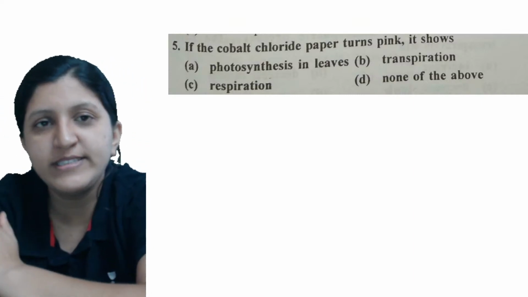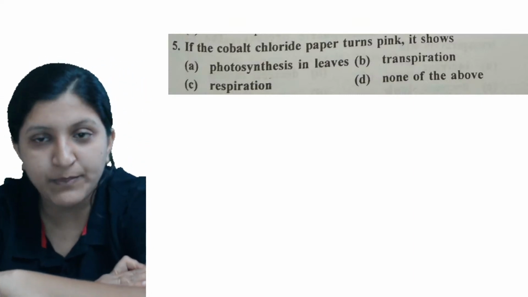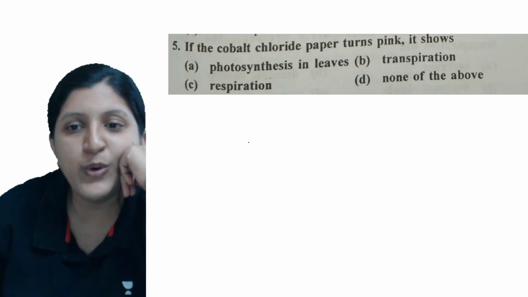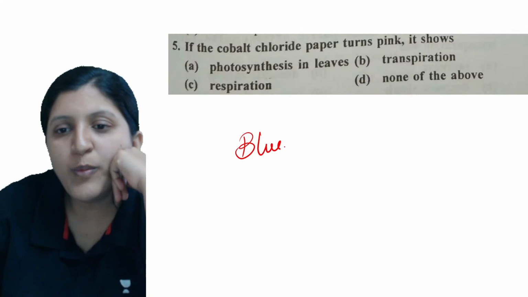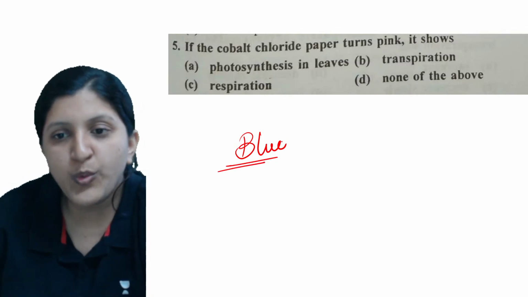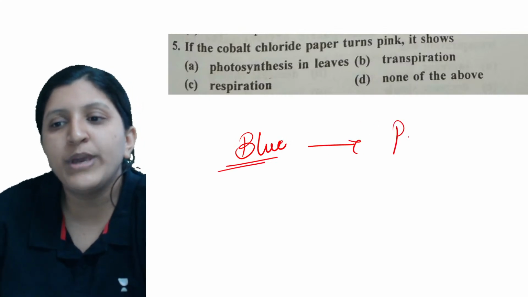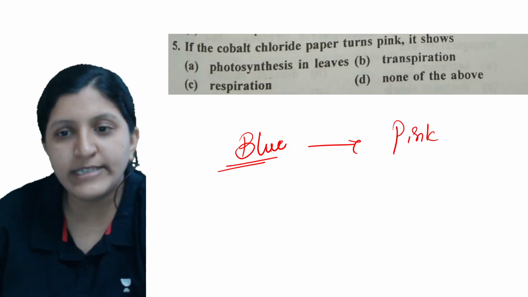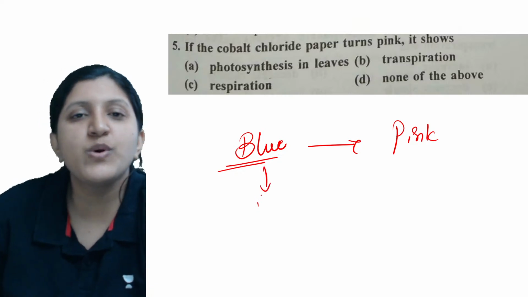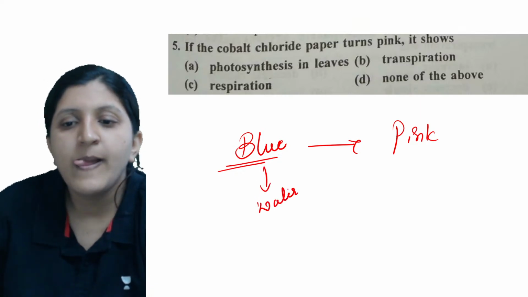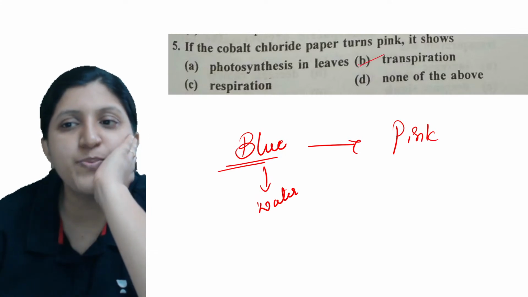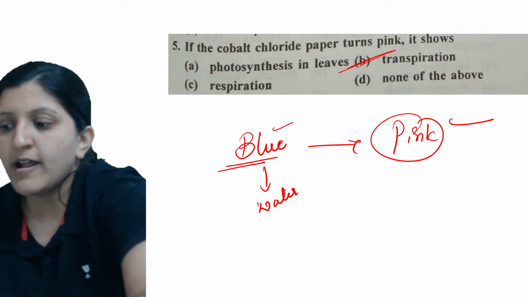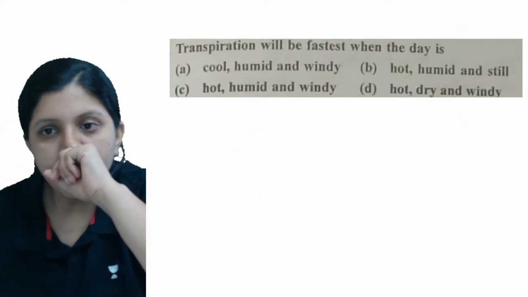What is the answer for this? You know that the cobalt chloride paper is basically blue in color. This will turn pink when it absorbs water, that is, when it comes in contact with water. So as transpiration occurs, this blue paper is going to turn pink. So the transpiration process is occurring there.